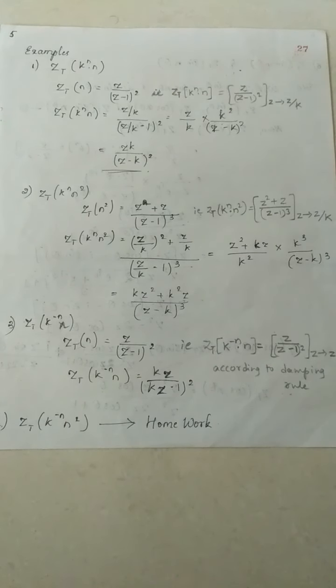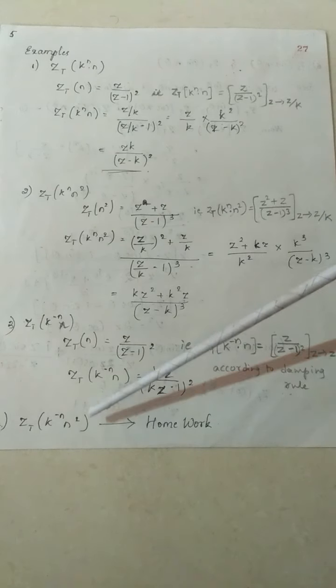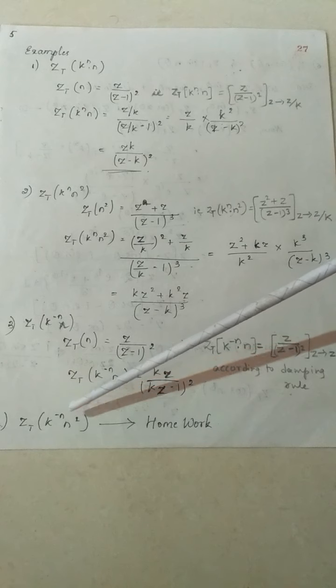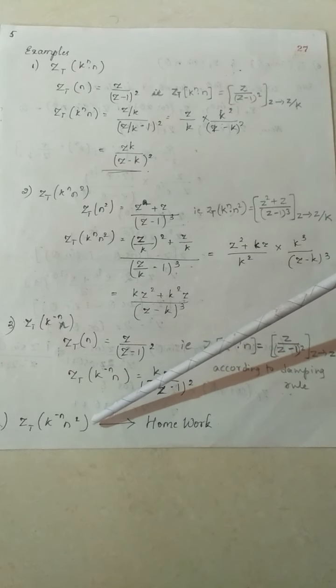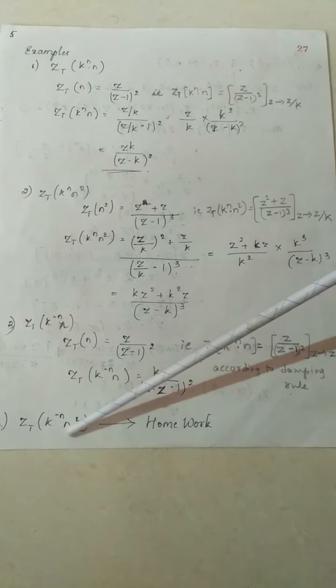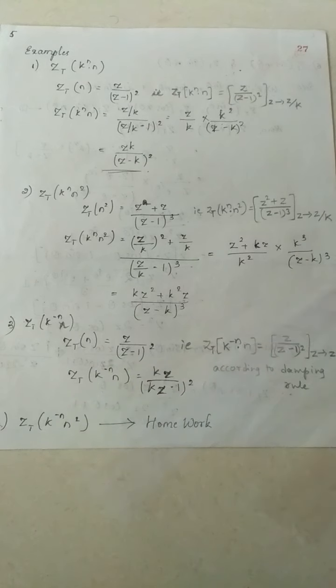Similarly, we can find the z transform of k to the power minus n into n square. To find the z transform of k to the power minus n into n square, again we are using the second damping rule. But here, first we write the result of z transform of n square, and in that result we are replacing z by kz.